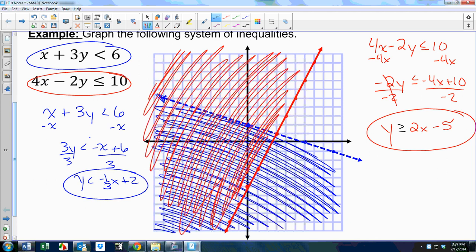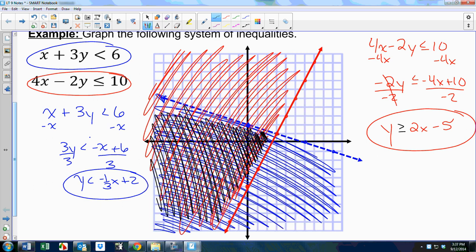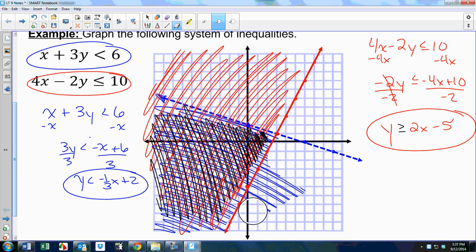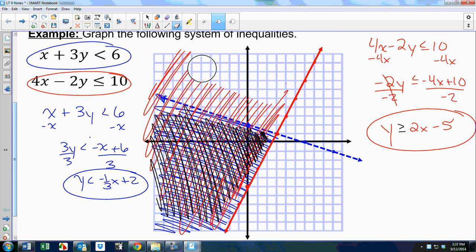So I'll just pick a different color, black, to really accentuate that these are the answers that work in this system. So really and truthfully, we need to take an eraser and go back and erase any of the shading that doesn't overlap over here. Erase all this shading over here, so that our final answer only has what is shaded that works in both inequalities.